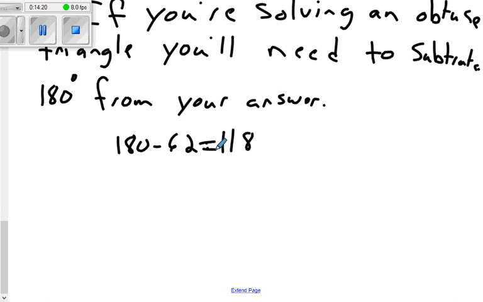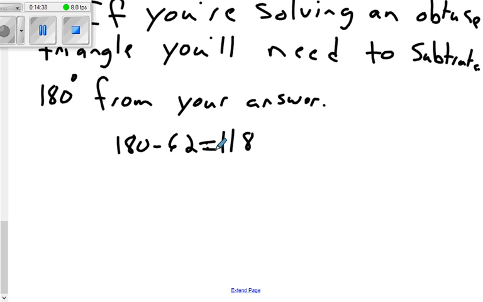Kind of make sense? Yeah? Sam? You'll just need to be aware of when it is obtuse, okay? That's what we'll be working on for the next little bit. Always obtuse. Okay?